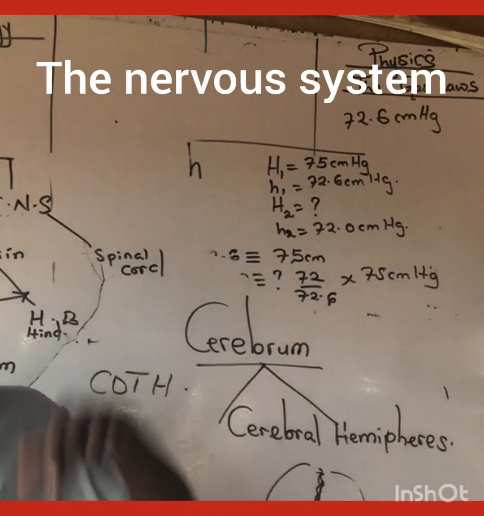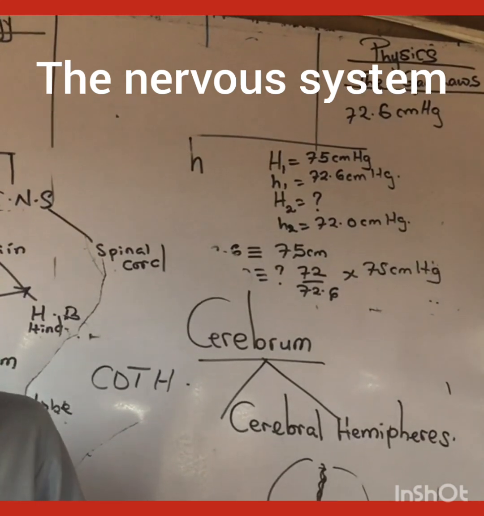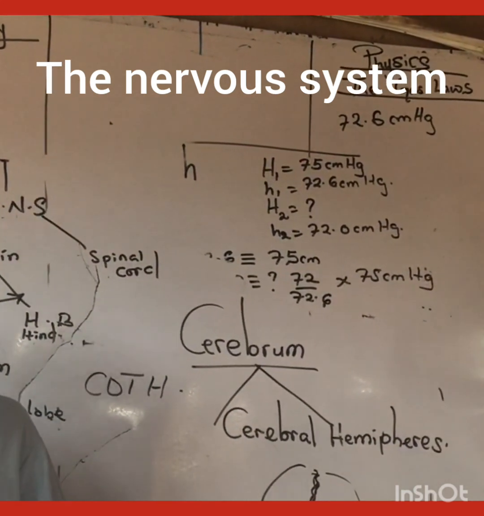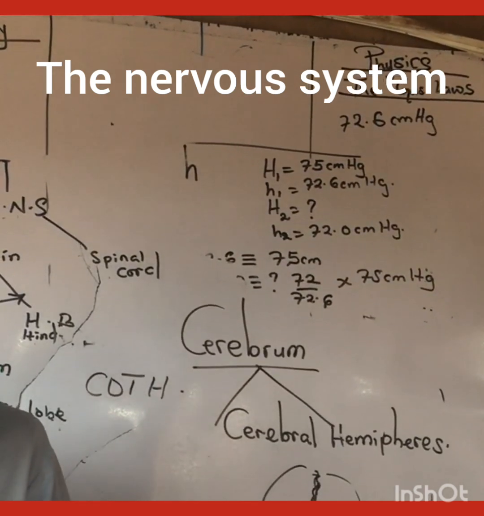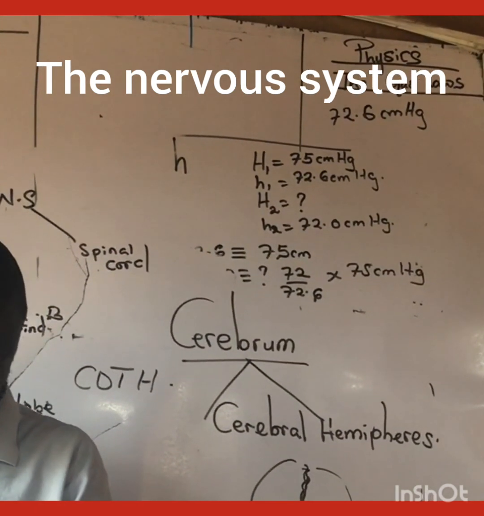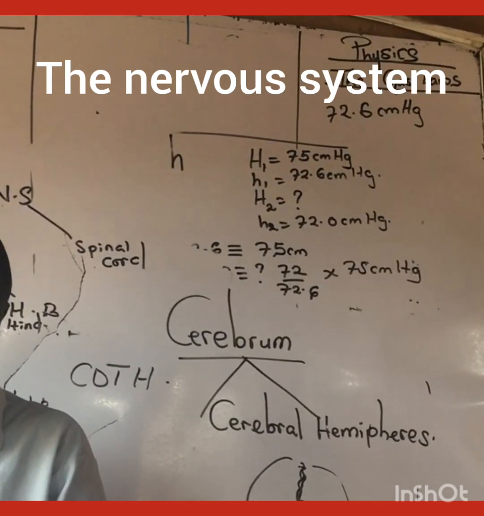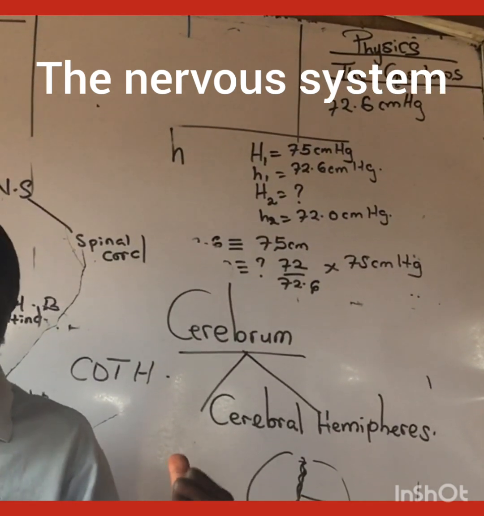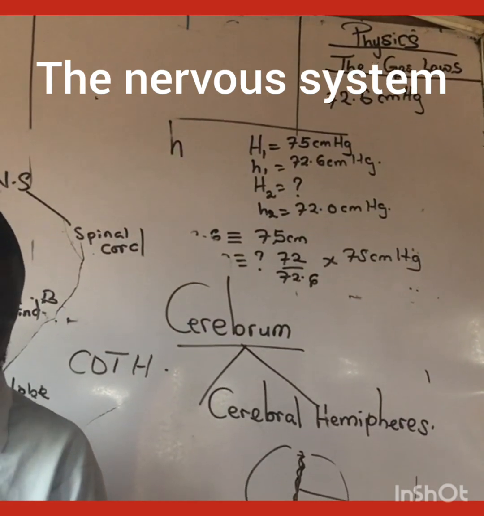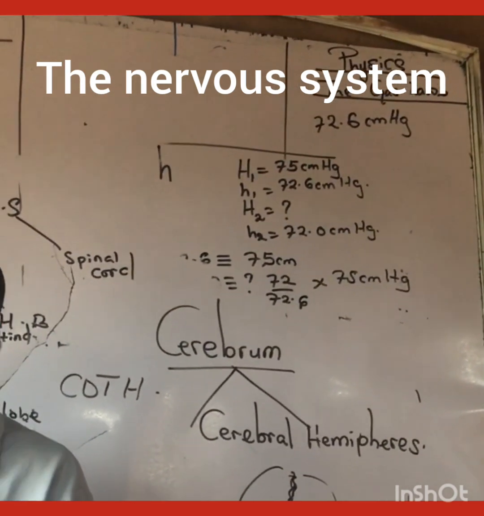The inner part of that outer surface that we call the cerebral cortex, do you get that now? That one is known as the white matter. It contains nerve fibers that are white in color.